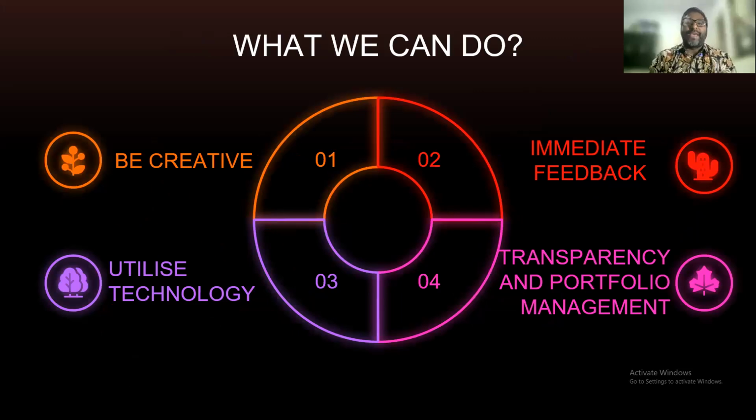So what we can do is use certain assessments, assess them, and then give our feedback. We can be creative, and we can give immediate feedback. Instead of marking certain stuff, we can give immediate feedback. We can use technology, and we can improve on transparency and portfolio management. So I'm going to talk about these four things today.